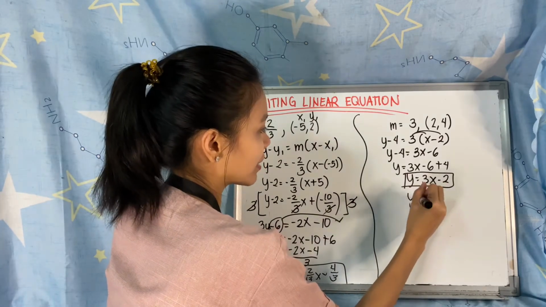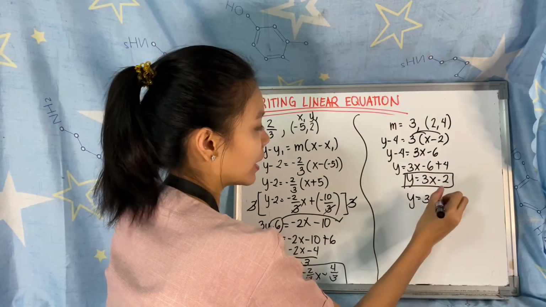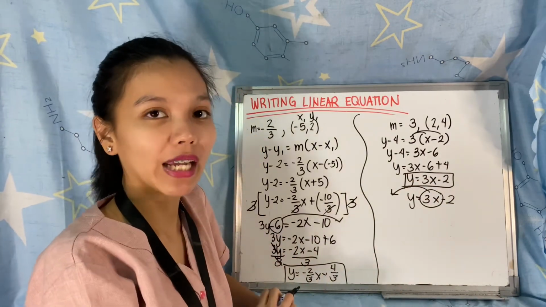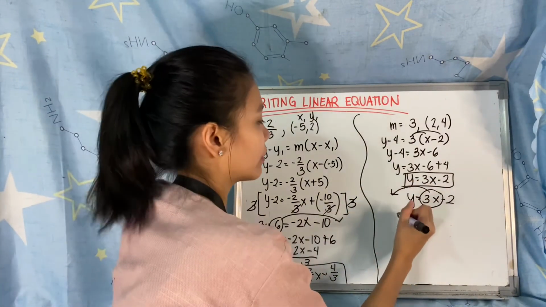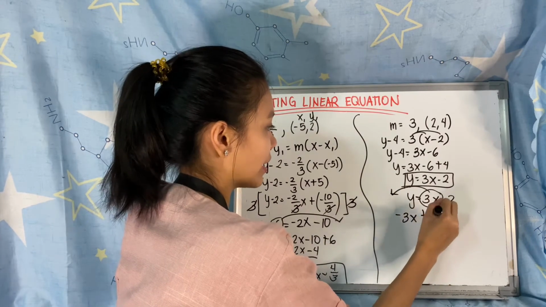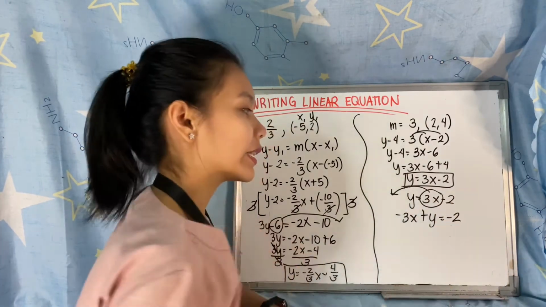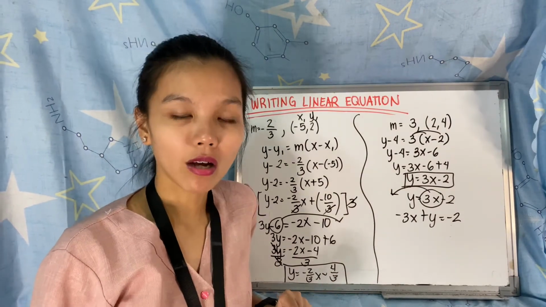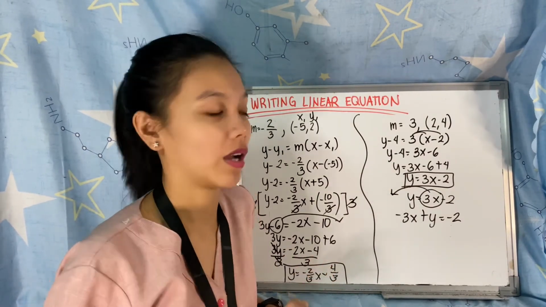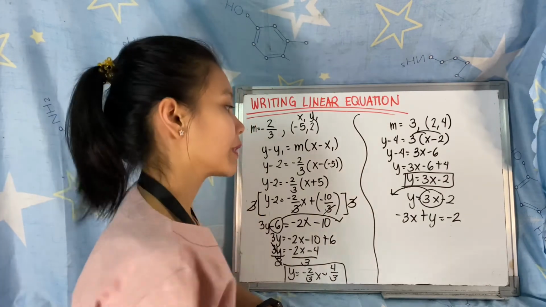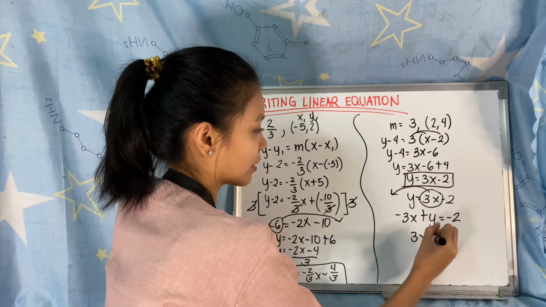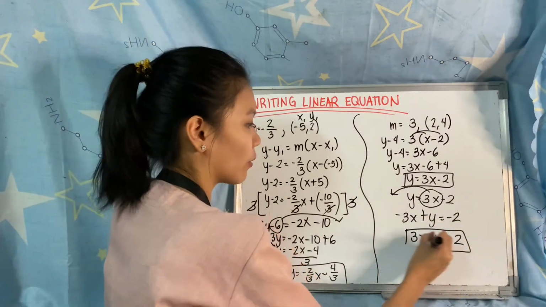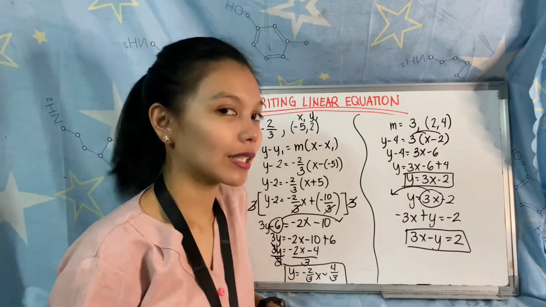So, from y is equal to 3x minus 2, i-transpose natin si positive 3x to the other side para magkaroon tayo ng ax plus by. So, negative 3x plus y is equal to negative 2. Dahil negative yung value of x natin, you are going to multiply the whole equation by negative 1. So, we have positive 3x, negative y, and positive 2. So, yan na yung ating magiging standard form.